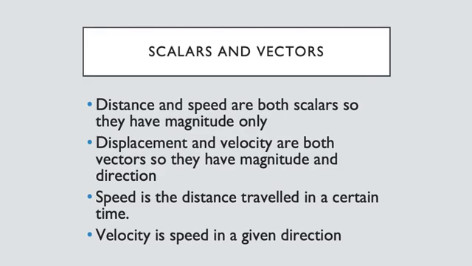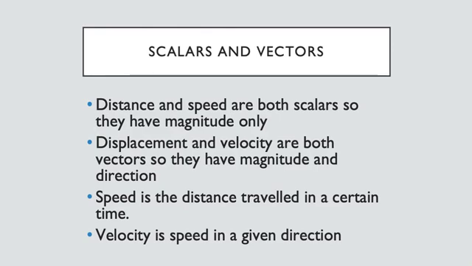Same as speed. If I'm travelling at 10 meters per second, I could be running 10 meters per second round in circles, not getting anywhere, or I could run 10 meters per second in a straight line and get somewhere. But it doesn't matter. I just describe my speed by how fast I'm going at that time, so 10 meters per second or 30 miles an hour, whatever it might be. So it just has a size, just the actual value of how big the thing is.